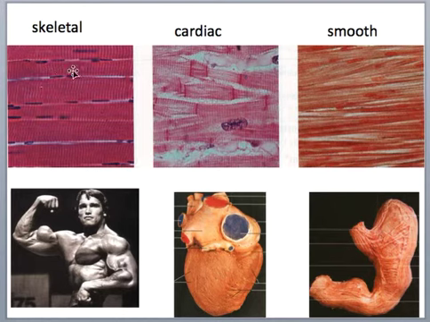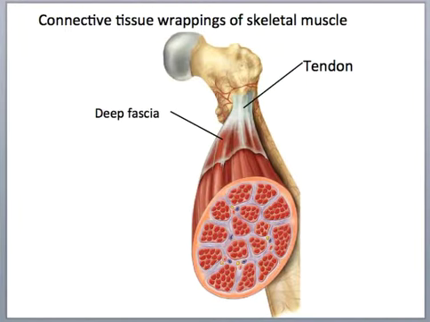Anyway, so we're going to be talking mostly about skeletal muscle. You'll learn more about skeletal muscle in histology. Skeletal muscle is going to have lots of connective tissue wrappings that wrap around them. So here's a femur. Hopefully you can recognize that by now. And here is a muscle, maybe a quadricep, attaching to the bone here by the greater trochanter.